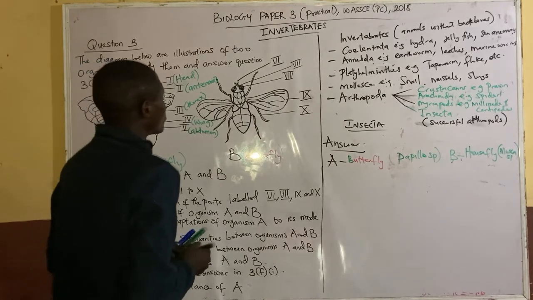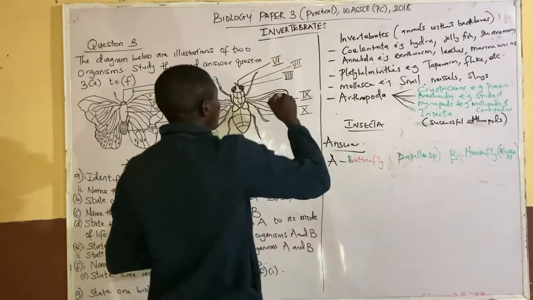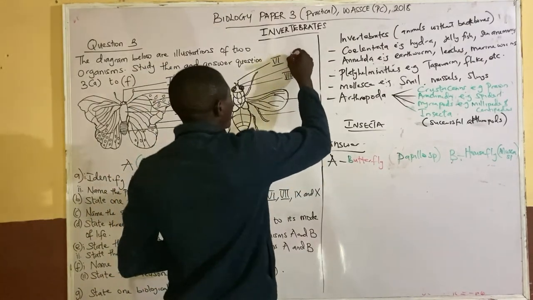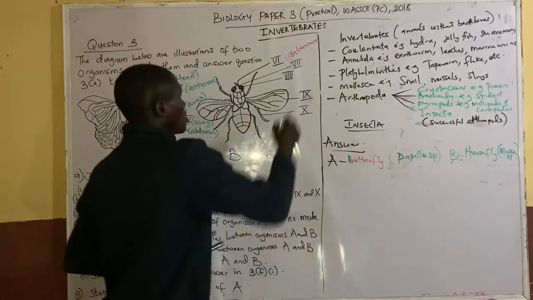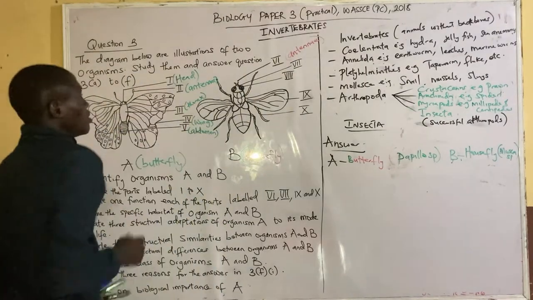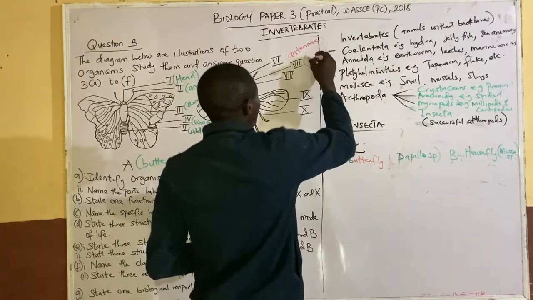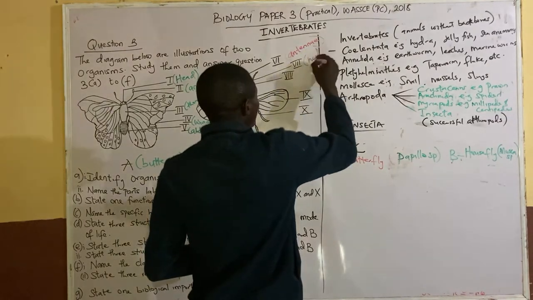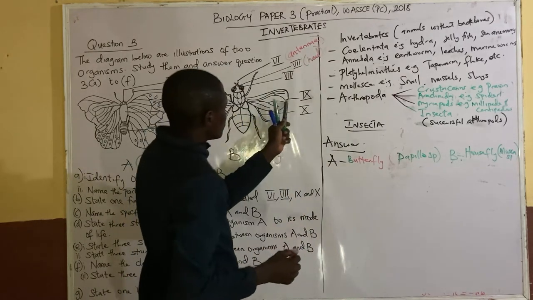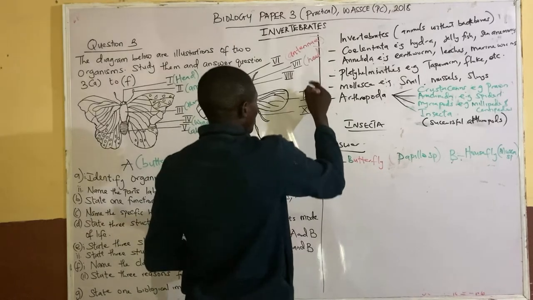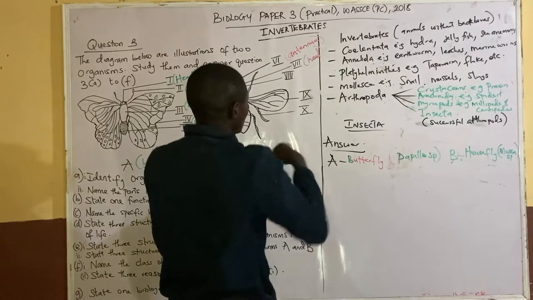Now, let's see how we can label this one. So this one is the antennae, and you can see that the antennae here are a little bit shorter compared to this one. Then I have the head as well. Well, what is this one now? This one is the wing. I can put it somewhere here so that it contains it. I have the wing.